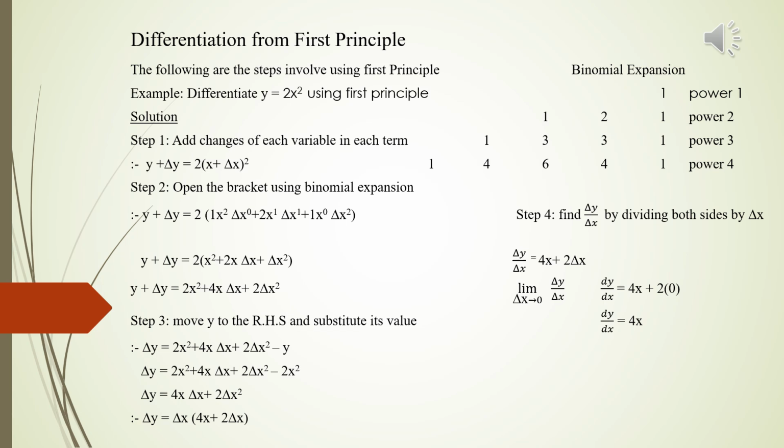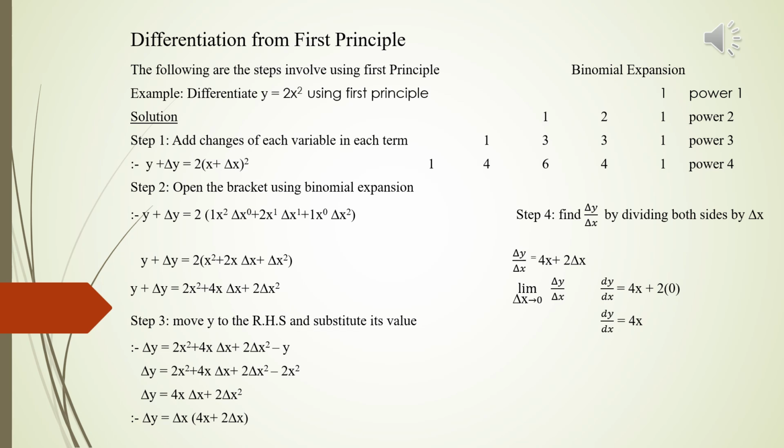So we factor out change in x in the right hand side of the equation. Therefore, we have change in y equals to what? Change in x open bracket 4x plus 2 change in x. Step 4, we have to find change in y divided by what? Change in x. So when we divide both sides by change in x, we have change in y divided by change in x equals 4x plus 2 change in x.